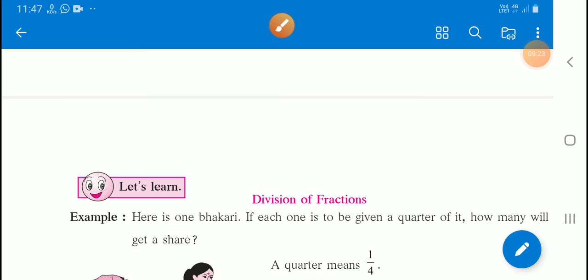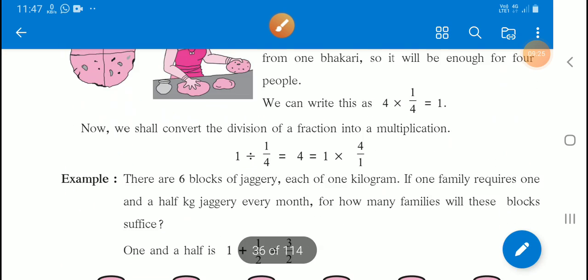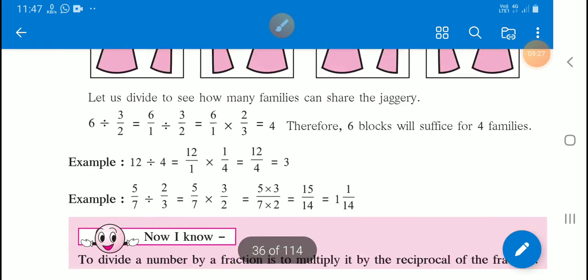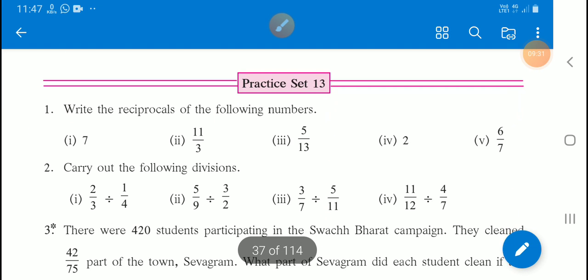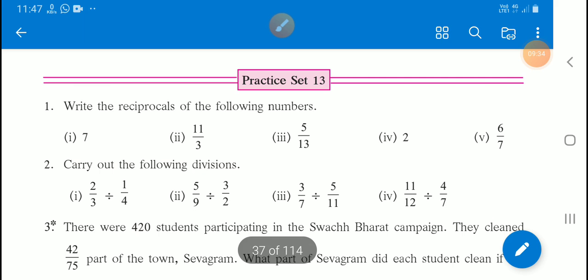Now we will use the reciprocal in solving examples of division of fractions. How to solve the examples of division of fractions, that we will see. Here the first question they gave is the reciprocal of the following numbers. 7's reciprocal is 1 upon 7, 11 upon 3 is 3 upon 11, 5 upon 13 is 13 upon 5, 2 is 1 upon 2, and 6 upon 7 is 7 upon 6.